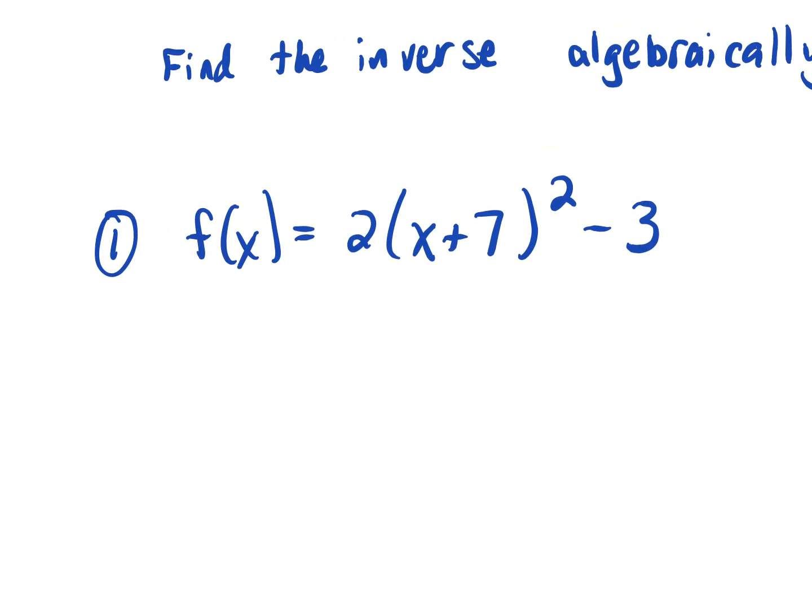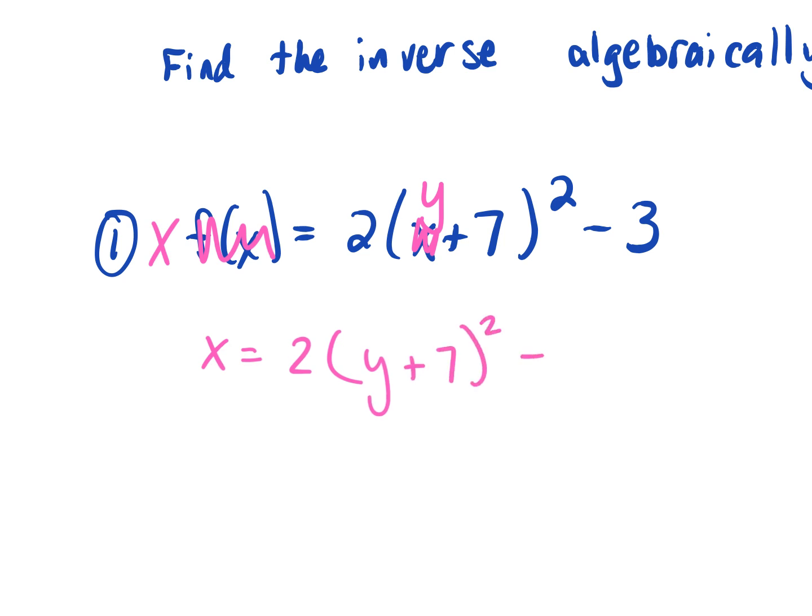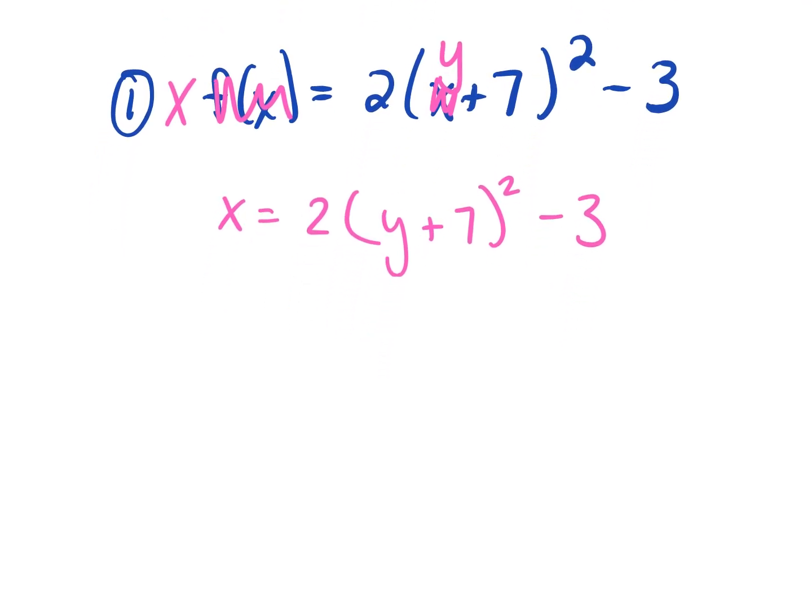So we're going to find the inverse algebraically. So step 1 is we want to switch the x's and y's. So f of x is just a fancy way of saying y. So that's going to become our x, and then x is going to become y. So I have x equals 2 times y plus 7 squared minus 3. Now since we're solving for y, we're undoing everything. We want to do PEMDAS but backwards. So what do you think I should do first here?